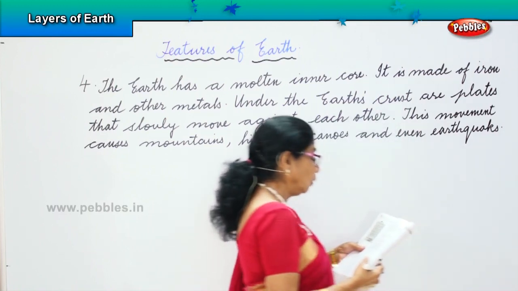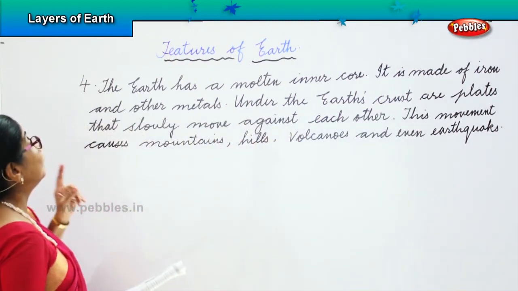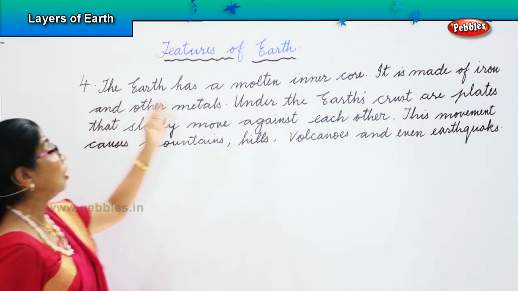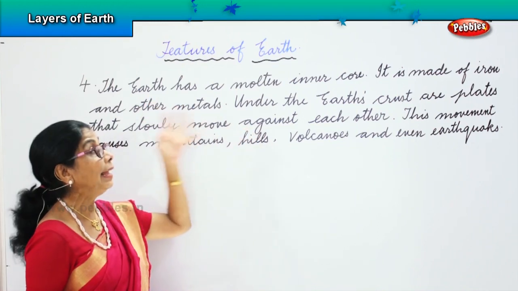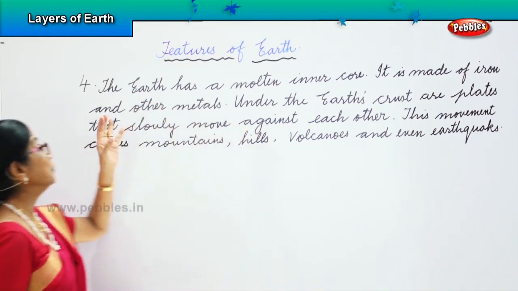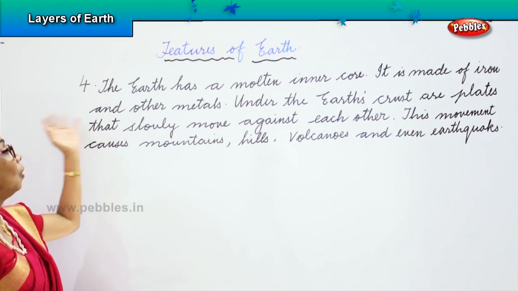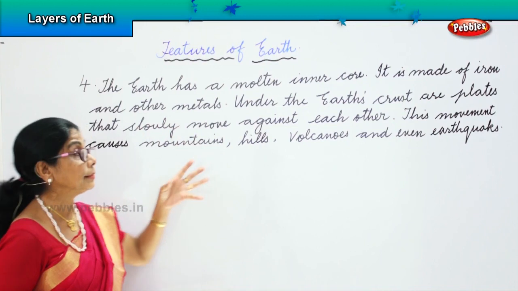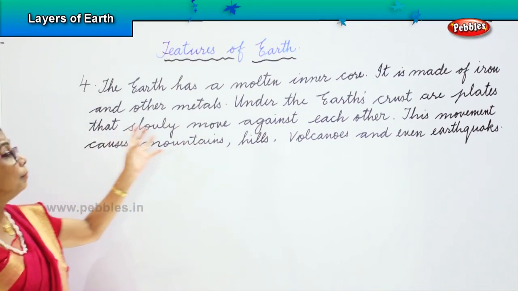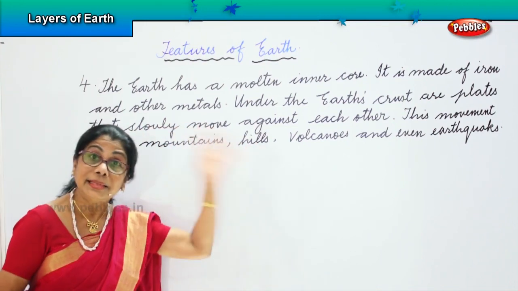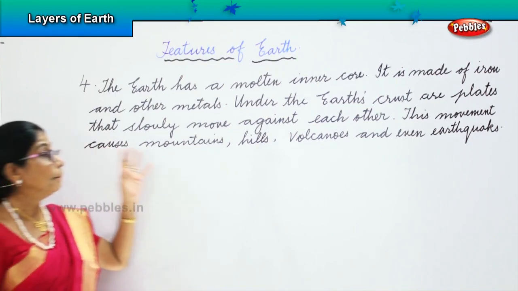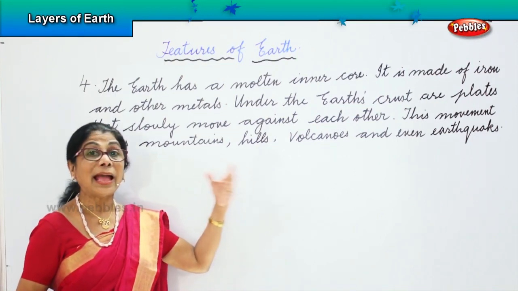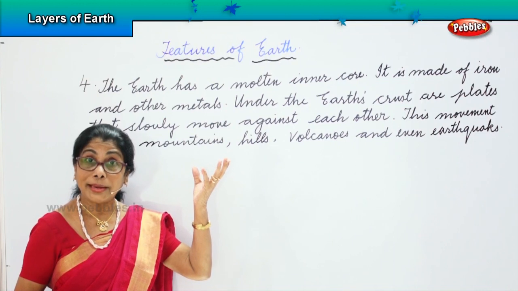So that's about the fourth feature of the earth. The earth has a molten inner core. It is made up of iron, nickel, and other metals. Under the earth's crust are plates that slowly move against each other. This movement causes mountains, hills, volcanoes, and even earthquakes to occur.